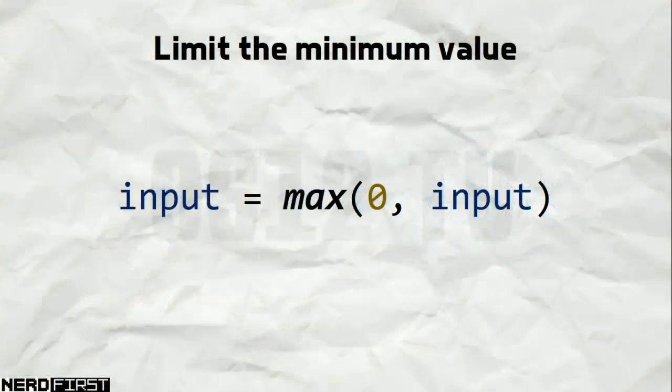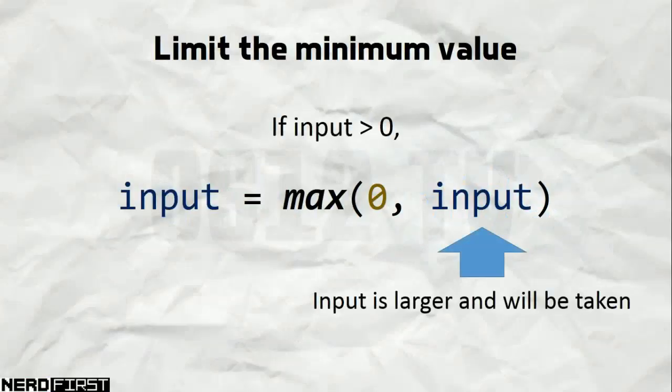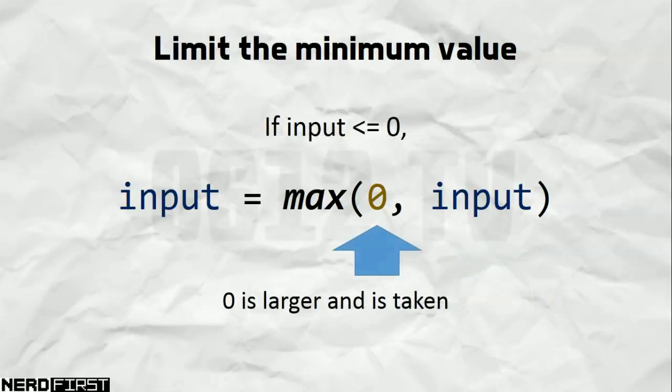On a similar vein, to set the minimum, you want to use the maximum operation. Again, with the number that you want to set the constraint to. Maximum picks the larger of the two numbers, and therefore if your input ever falls below 0, well, 0 becomes the larger number and it gets selected.